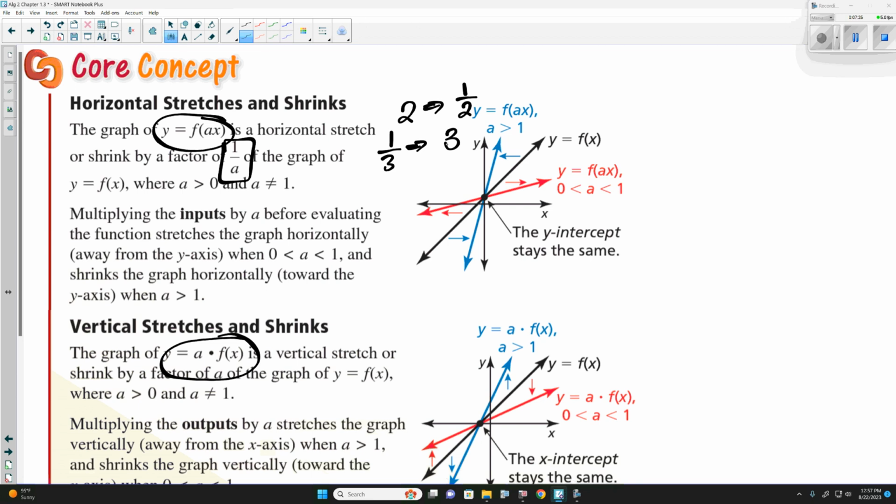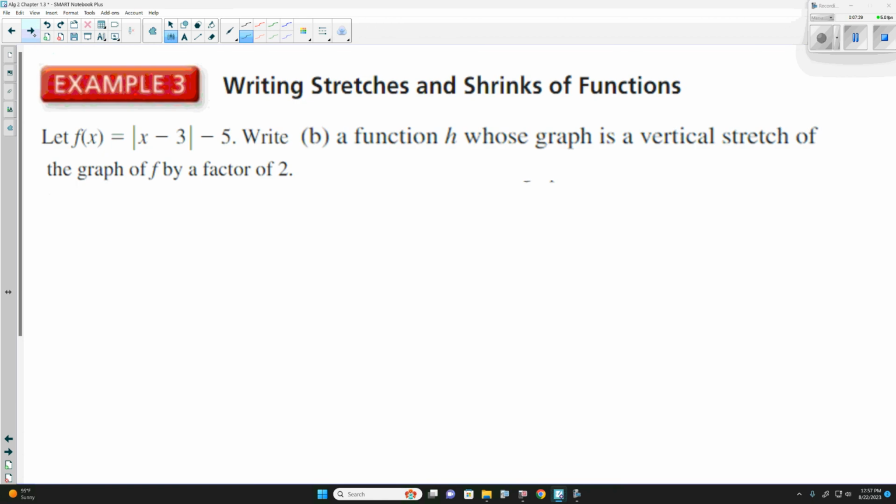Any questions on this so far? It's going to probably make a little more sense when we actually do these than it is to try to just look at the definition.